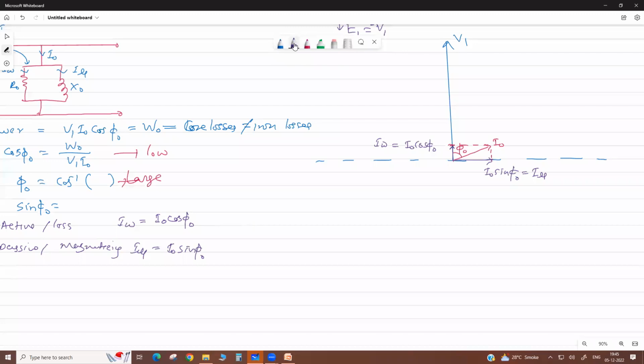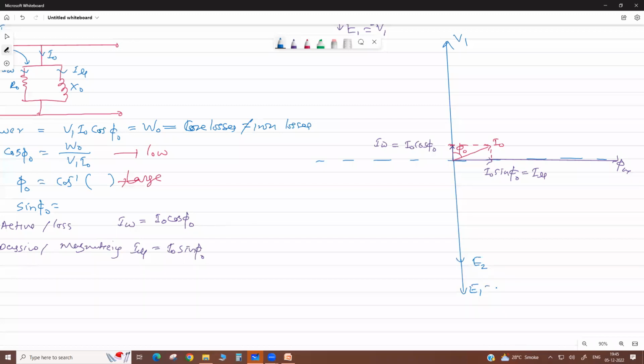Okay, dear. V1. Then your current I naught lags with angle phi naught. No load current has two components. Now this magnetizing current I mu produces a flux in the core, phi m, the magnetizing flux. Then it induces the EMF, voltage, in primary and secondary. So this is E1, E2.